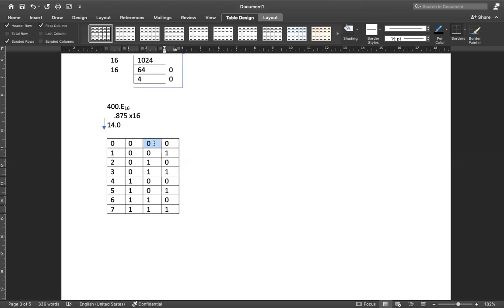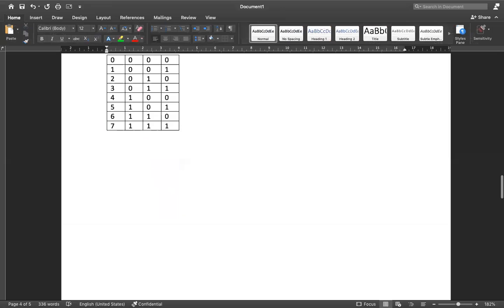Then the second digit, what's the change? It is 00, 11, 00, 11. See the pattern? What will happen after the third digit? It is 4 zeros, all 0, and then 1, 1, 1, 1.